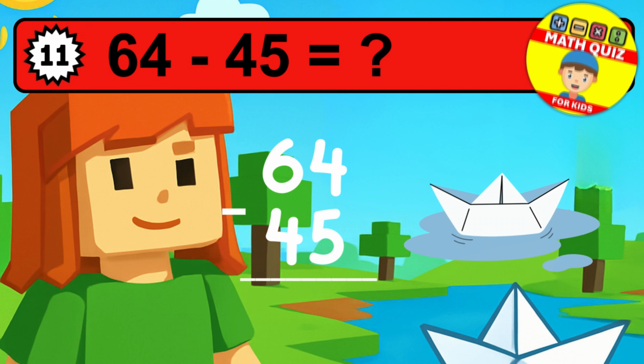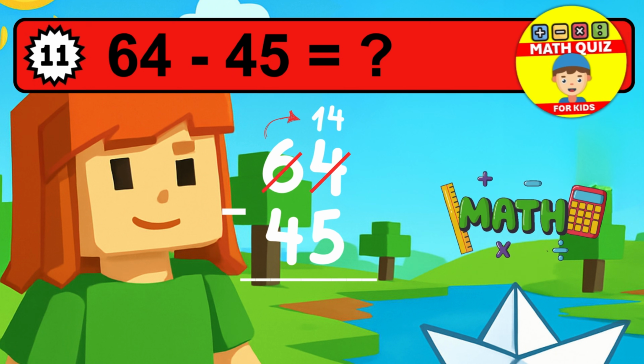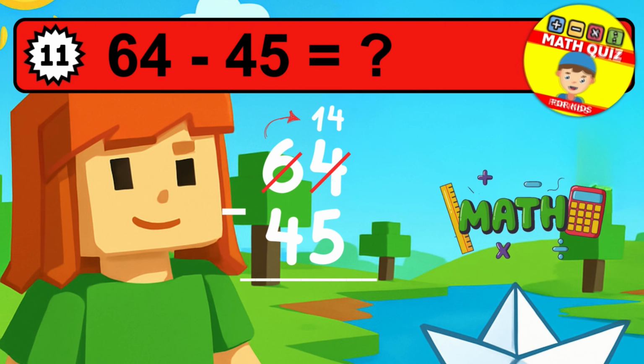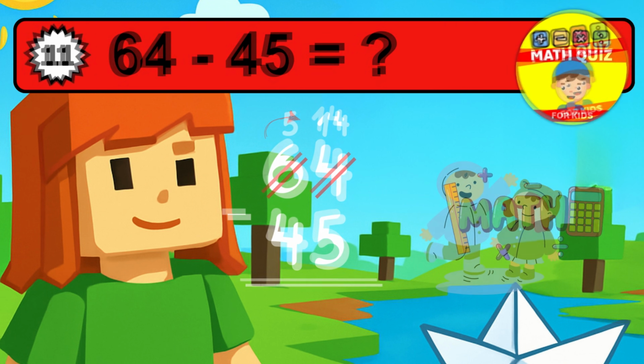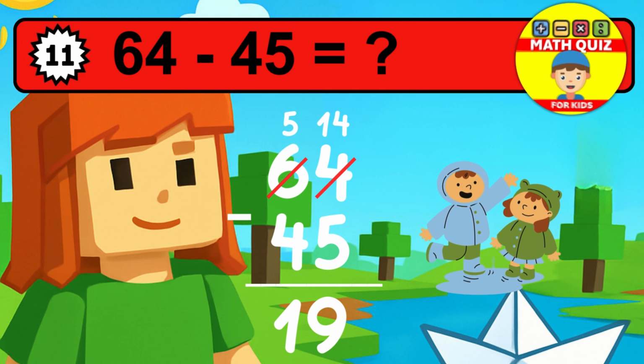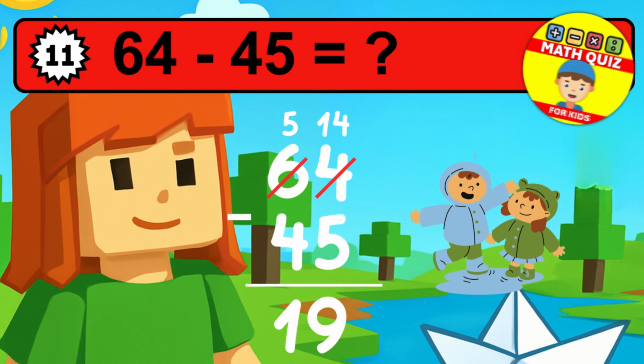Let's solve this step by step. We start with the units. 4 minus 5 is not possible, so we need to regroup. We take 1 ten from the tens column. Now we have 5 tens, and the units become 14. Now, we subtract. 14 minus 5 is 9.